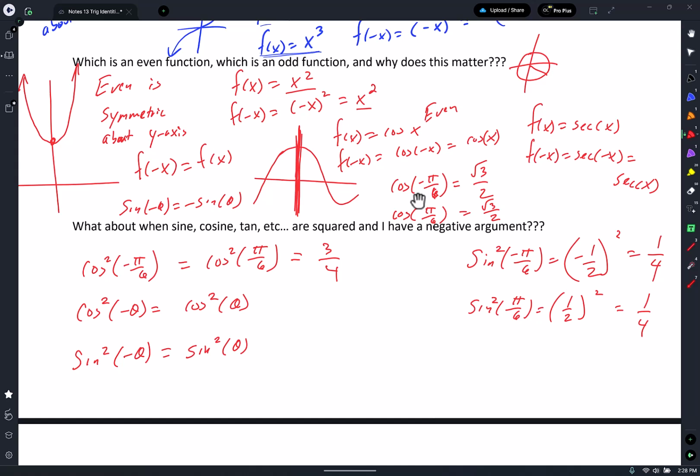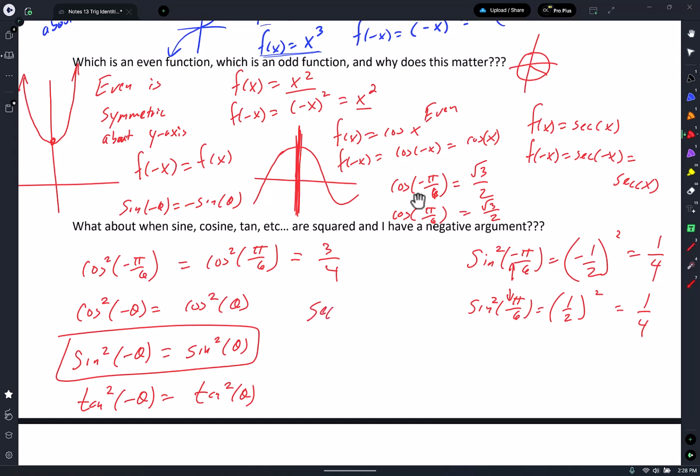What do you mean it doesn't matter? The sign in the argument doesn't matter because you're squaring it. It's going to be positive anyway. So we have this statement. Does that make sense, guys? Same thing goes with tan. Tan squared of negative theta is the same as tan squared of theta. The same thing goes with all the other ones. Secant squared of negative theta is the same as secant squared theta. Cosecant squared of negative theta is the same as cosecant squared theta. It doesn't matter because you're squaring it. Negative times a negative is always a positive.